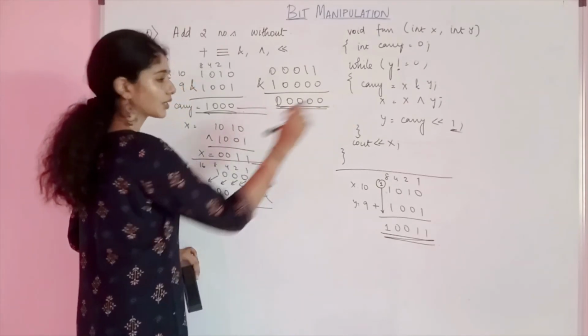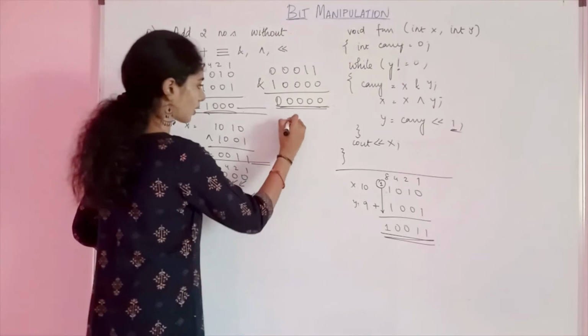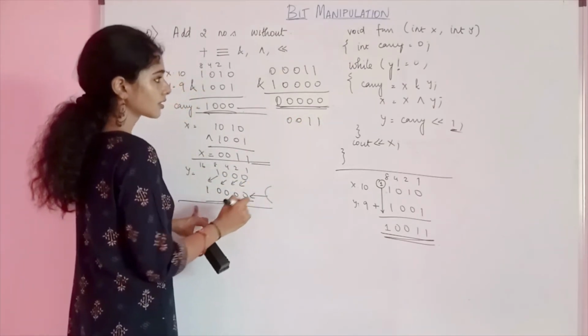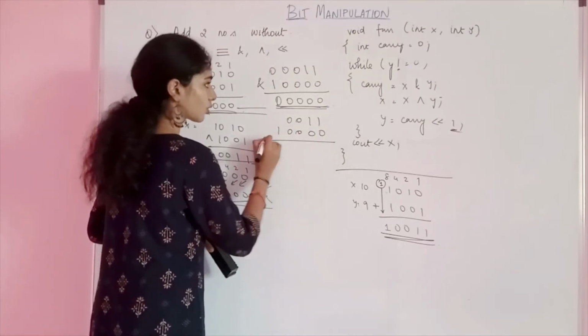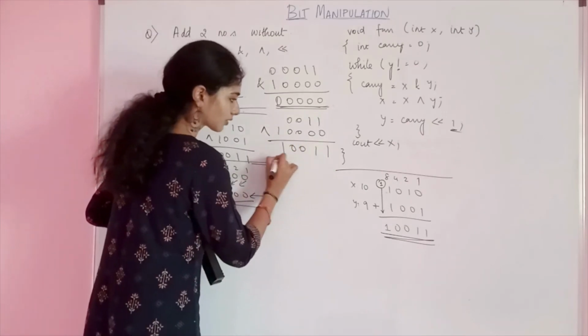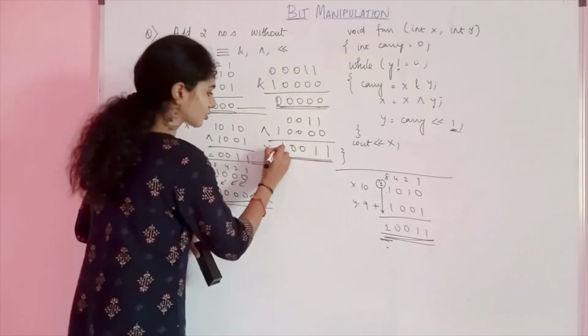So now x is equal to x XOR y. X is going to be 0, 0, 1, 1. Y is going to be 16 again, 1, 0, 0, 0, 0. So XOR is 1, 0, 0, 1, 1. Look at it. You have arrived at the answer. Okay, and this gets stored in x.